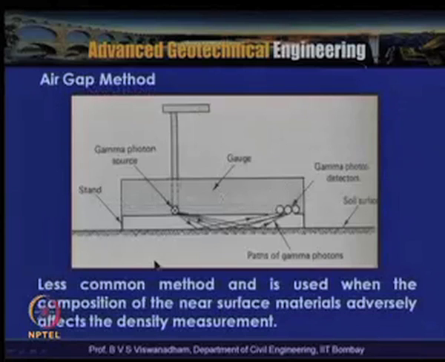The third method is the air gap method, which is a less common method and is used when the composition of the near surface materials adversely affects the density measures. Then a stand is provided and the density is measured on the surface.